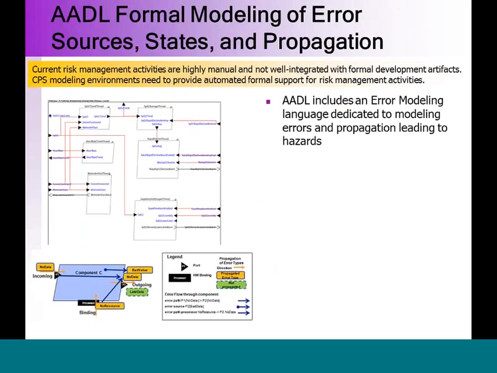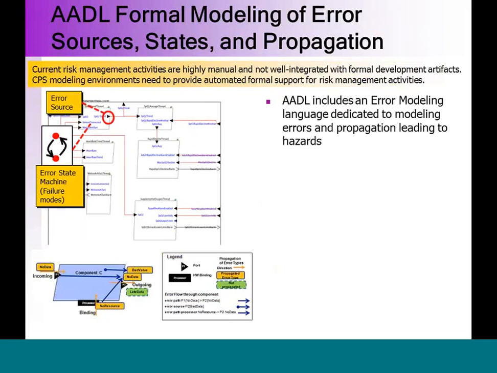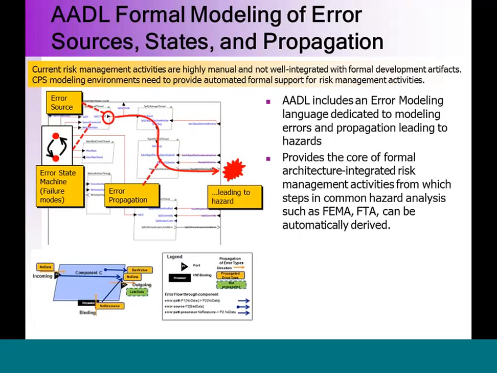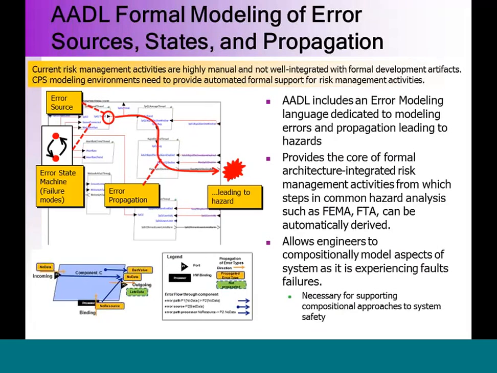AADL also includes an error modeling language that's essentially a form of model-based hazard analysis. So you can do things like declare your failure modes for particular components. You can describe where faults might originate within the system, how those might propagate, and then other components declare whether they handle that sort of error or fault or not. In essence, different forms of type checking and static analysis help you automate a lot of the activities that you would typically go through with things like FMEA and FTA and so forth.